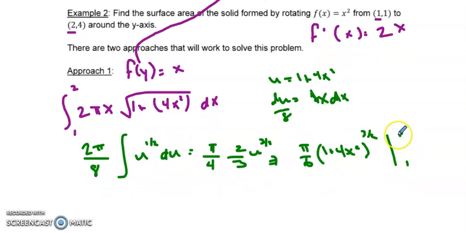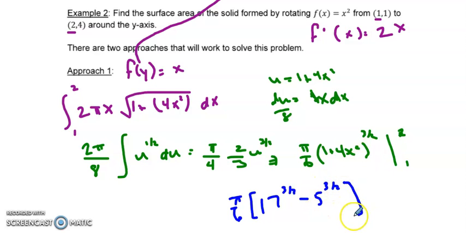So when I work that out, that's a 2 right there, by the way. When I work that out, I get pi over 6, and then I'm going to have a 2 going in here, so I have 17 to the 3/2, and then a 1 going in there, so minus 5 to the 3/2. And I could put that in my calculator to get an estimated answer, but this is good enough. We can leave it like this.